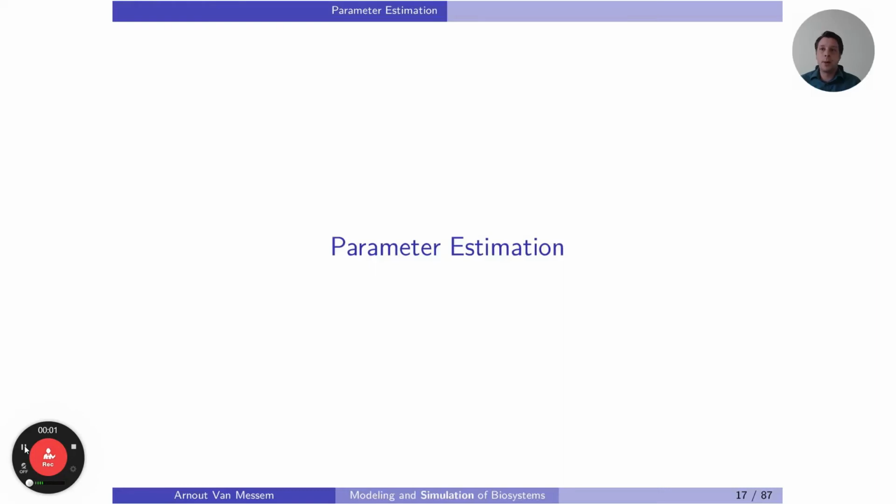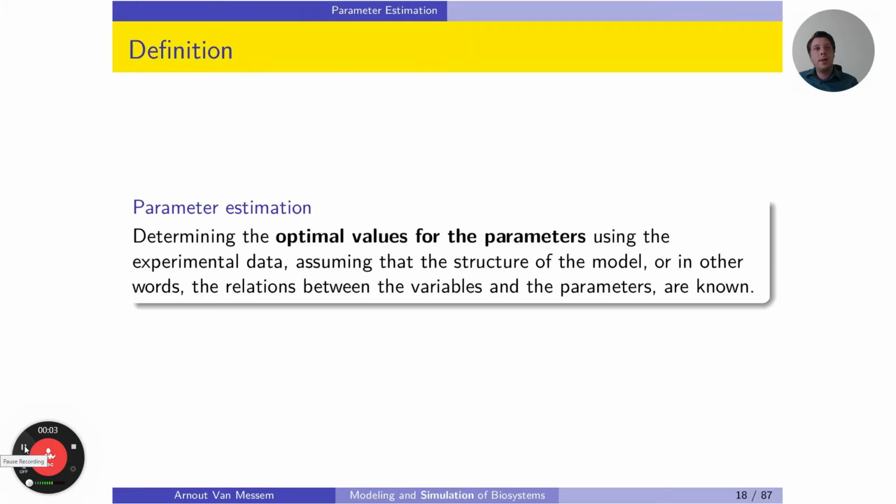Now move on to parameter estimation. So parameter estimation is just determining the optimal values of the parameters using the data that we collected and under the assumption that the structure of the model is known. So basically what we say is that the mathematical model is exactly known. There is no uncertainty about the model, but only uncertainty in the data.